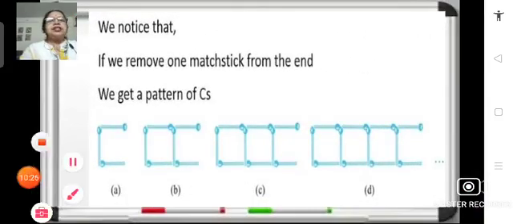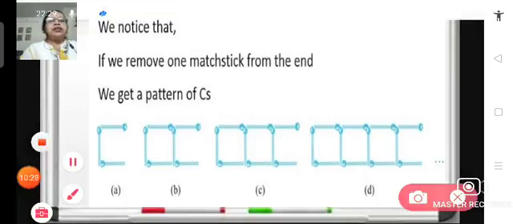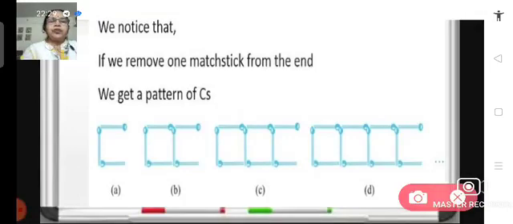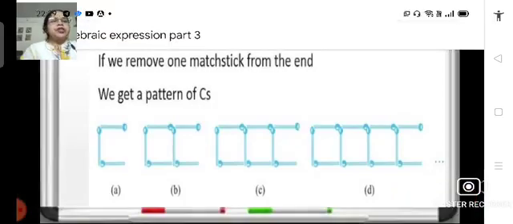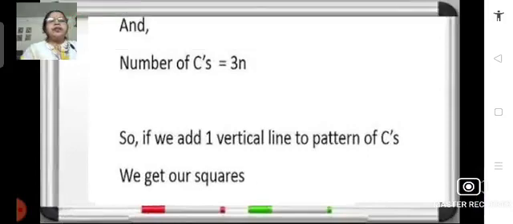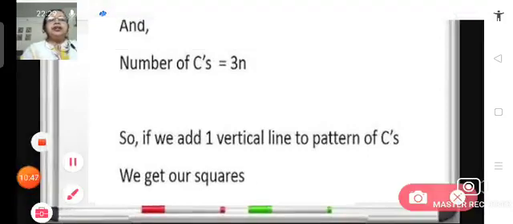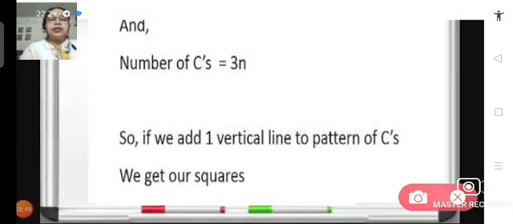Children, we notice that if we remove one matchstick from the end, we get patterns of C. I have explained this to you. One at the end from here, from here, from here and from here. If we remove one stick, we get patterns of C's. So, what can we conclude? We know that in one C we need 3 matchsticks.